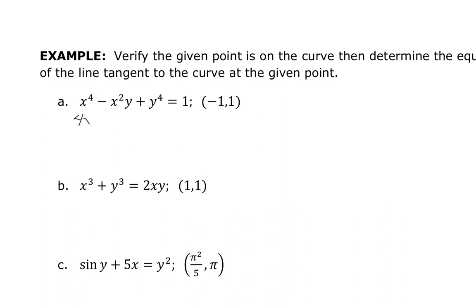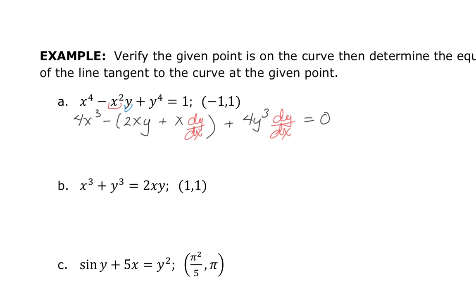So this is going to be 4x cubed minus, here's my u, here's my v, so it'll be minus 2xy plus 2x squared, x squared. The derivative of y is going to be just dy/dx, plus the derivative of 4y, which is 4y cubed. Don't forget the dy/dx. The derivative of a constant is just 0.